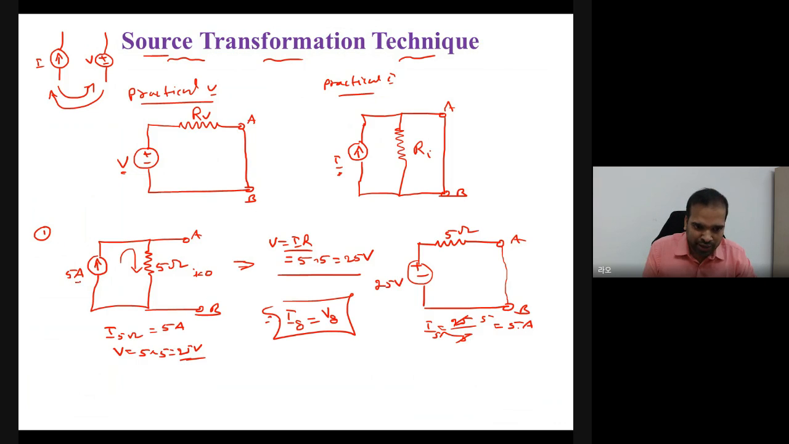Therefore, this voltage source will be equal to this current source. This is point number 1. And what is point number 2? If you want to convert a current source to a voltage source, the resistance should be connected in parallel with the current source. Then only conversion is possible. After conversion, the same resistance has to be connected in series with the voltage source. This is problem number 1.